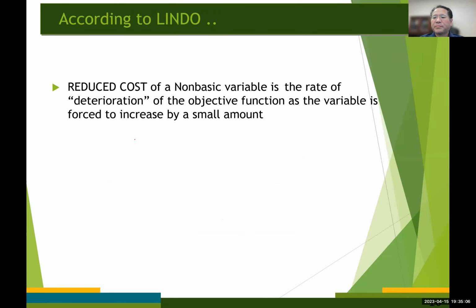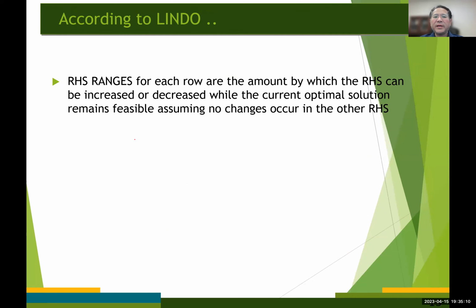Okay, and the right-hand side ranges for each row tell us that within these ranges of values, the current optimal solution remains feasible. So some people say it is the range of feasibility, okay? In other words, the right-hand side ranges indicate how far the limiting value may change while keeping the same optimum basis. And we've also learned that the dual price or the shadow price remains valid within these right-hand side ranges, of course assuming no other changes occur in the other right-hand sides, okay?